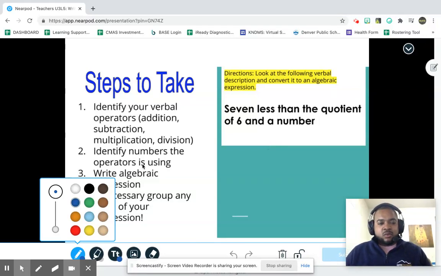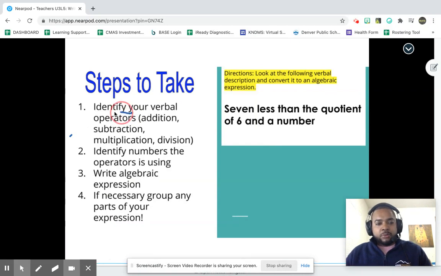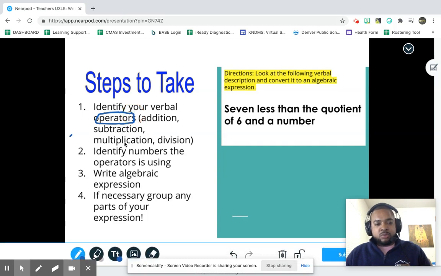All right, well, let's look at what we need to do in order to take this written description and turn it into an algebraic expression. And here are the steps we're going to be using. The first thing I want to do is identify our verbal operators. What descriptions tell me whether I'm adding, subtracting, multiplying, or dividing?